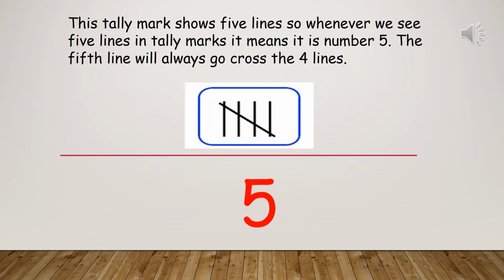Now, let us look at this tally mark. What do you think, children? This tally mark shows five lines. So, whenever we see five lines in tally marks, it means it is number 5. And don't forget, children, always the fifth line in tally marks will go across the four lines.